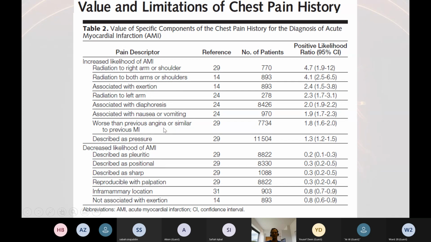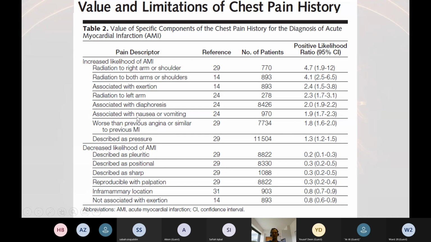If it's worse than previous angina or similar to previous MI, I don't tend to so much ask, is it worse? But similar to previous MI is very helpful. And if it's similar to a previous MI, the fact that it's worse would point towards a potentially acute coronary syndrome. And the description as a pressure or crushing pain is helpful. So these are all factors, although you can see that's only 1.3, so much less helpful than the radiation.